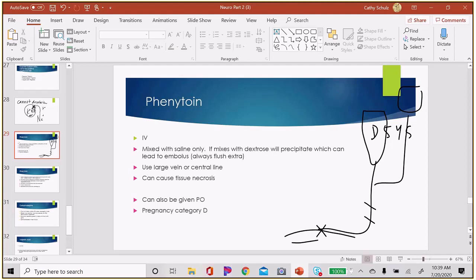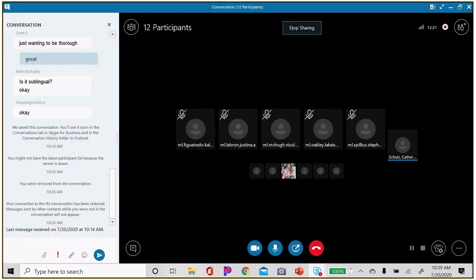Question. Yeah. It's kind of off topic, but either way. When we say that stuff is not compatible through IV, does that also mean for central lines? Because I know with central lines you can have the triple lumen and whatnot and run a whole bunch of stuff. So does the same stuff apply?